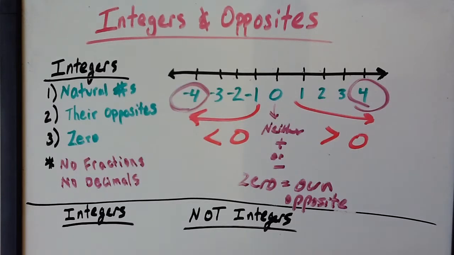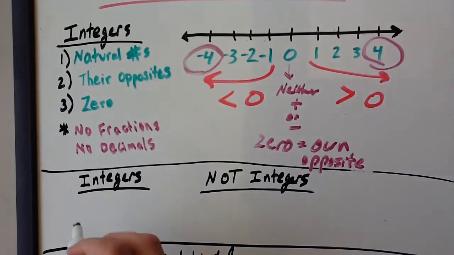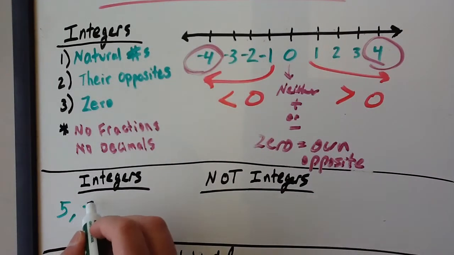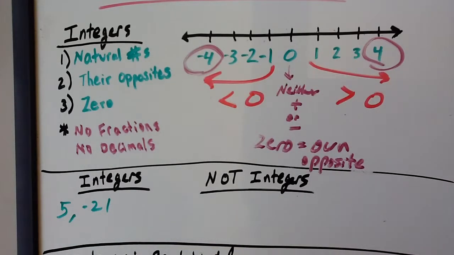Now let's go to some more examples of integers. Here are some examples. 5 is an integer. Negative 21 is an integer. 9 is an integer. Those are just a few examples of integers.